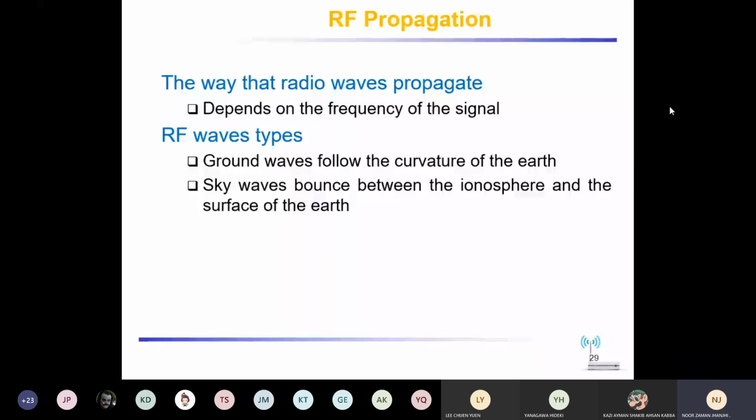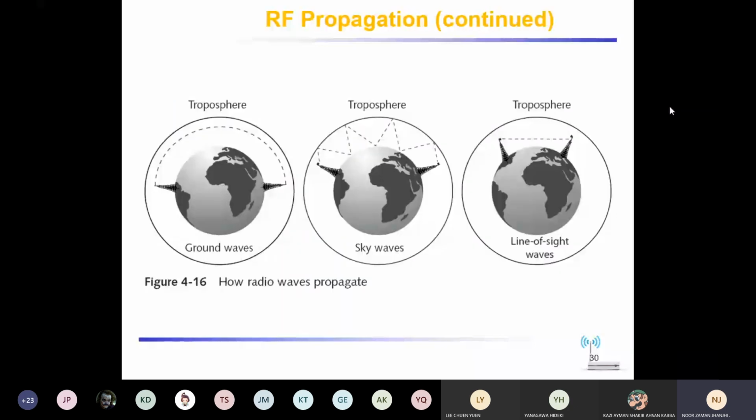Now coming to the point about radio frequency propagation, how the signals travel. That's what we were referring to in our lecture. So you can see that the propagation is actually of 3 types. Just allow me to go to the next slide so you can see. So this is the propagation.